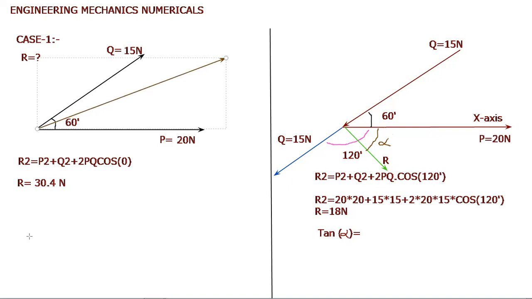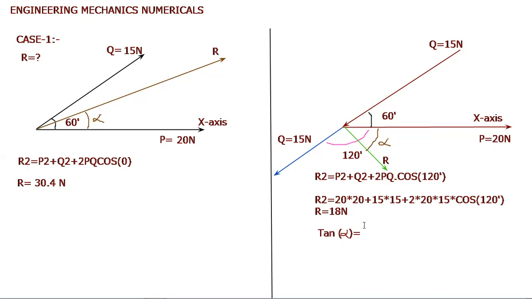In case 1 also, this is your R, and you have to find the resultant as well as its direction. Okay, that is the angle made by the resultant with the horizontal x-axis. So this is also your x-axis. Okay, so in both cases you are going to use the same formula.